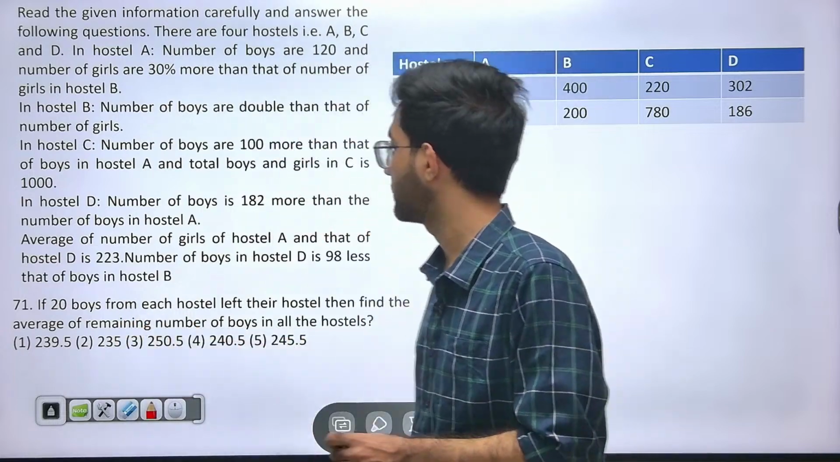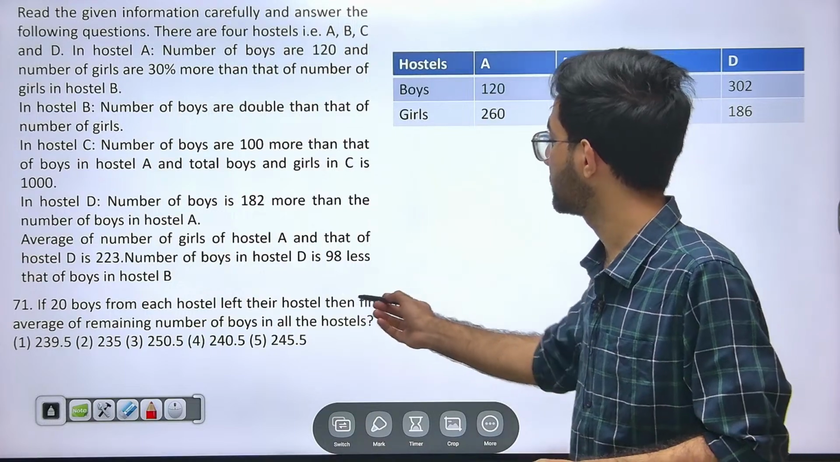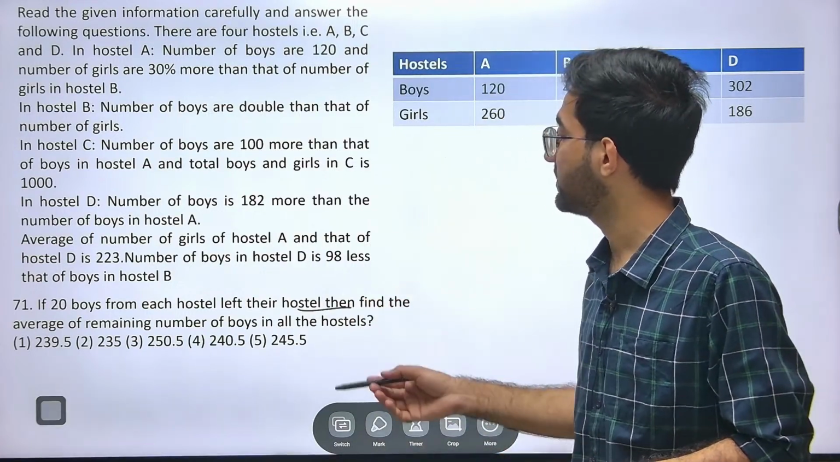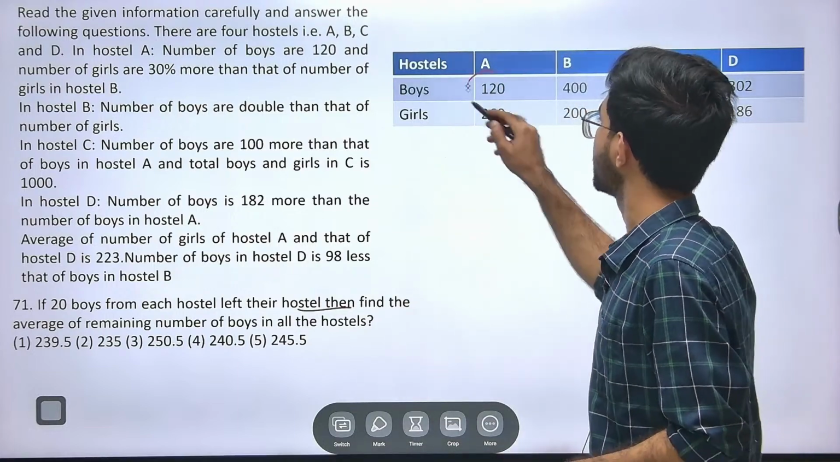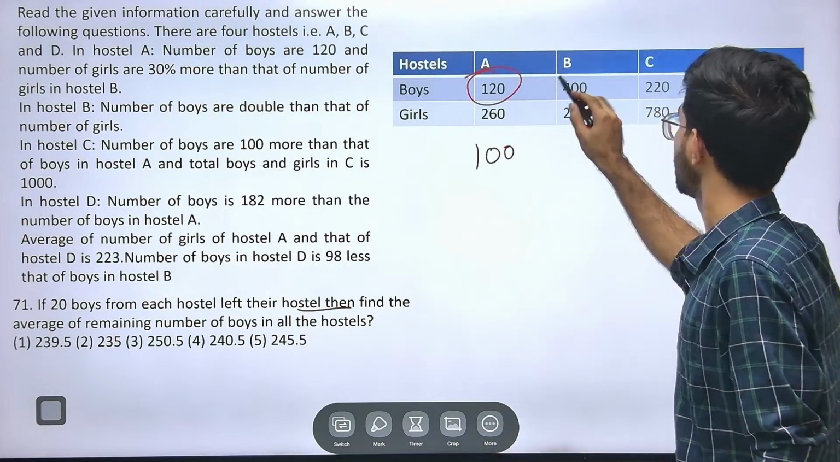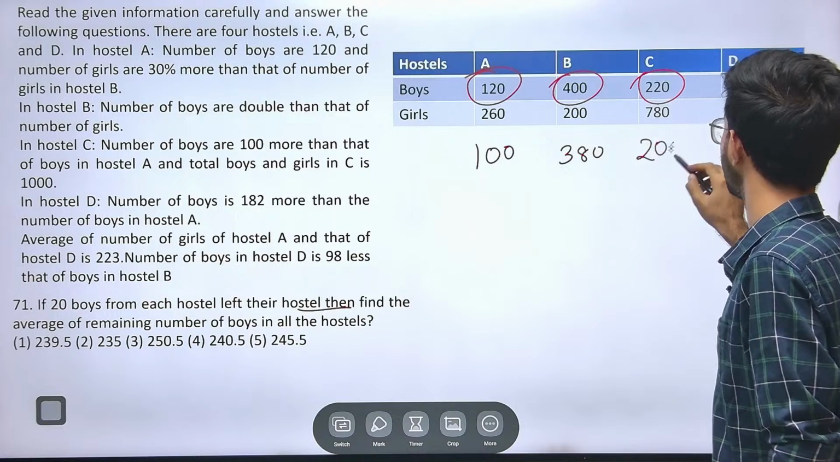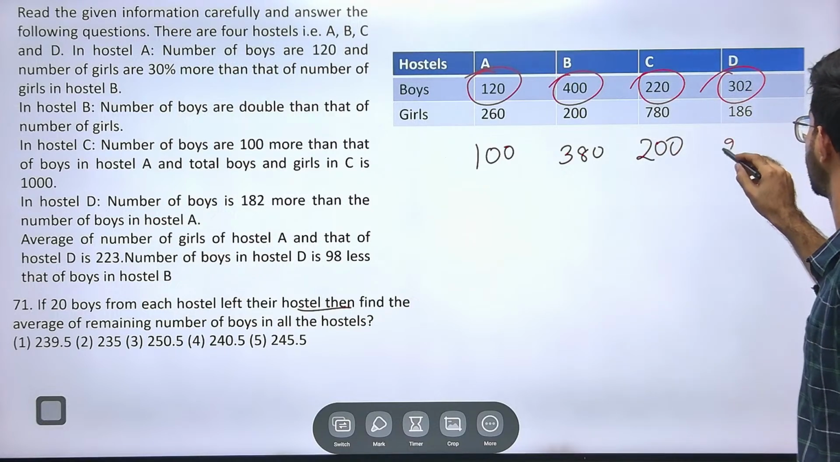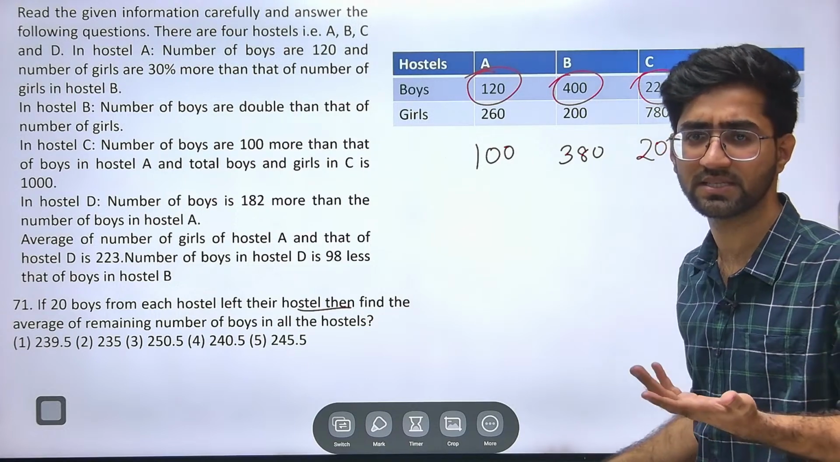Now if you read this question, if 20 boys from each hostel left their hostel, then find the average of the remaining number of boys in all the hostels. Okay, if 20 boys left, the number of boys will be what? 100. If 20 boys left, 380. 20 boys left, 200. 20 boys left, so 282. Now you have to find the average, right? This is a simple question.